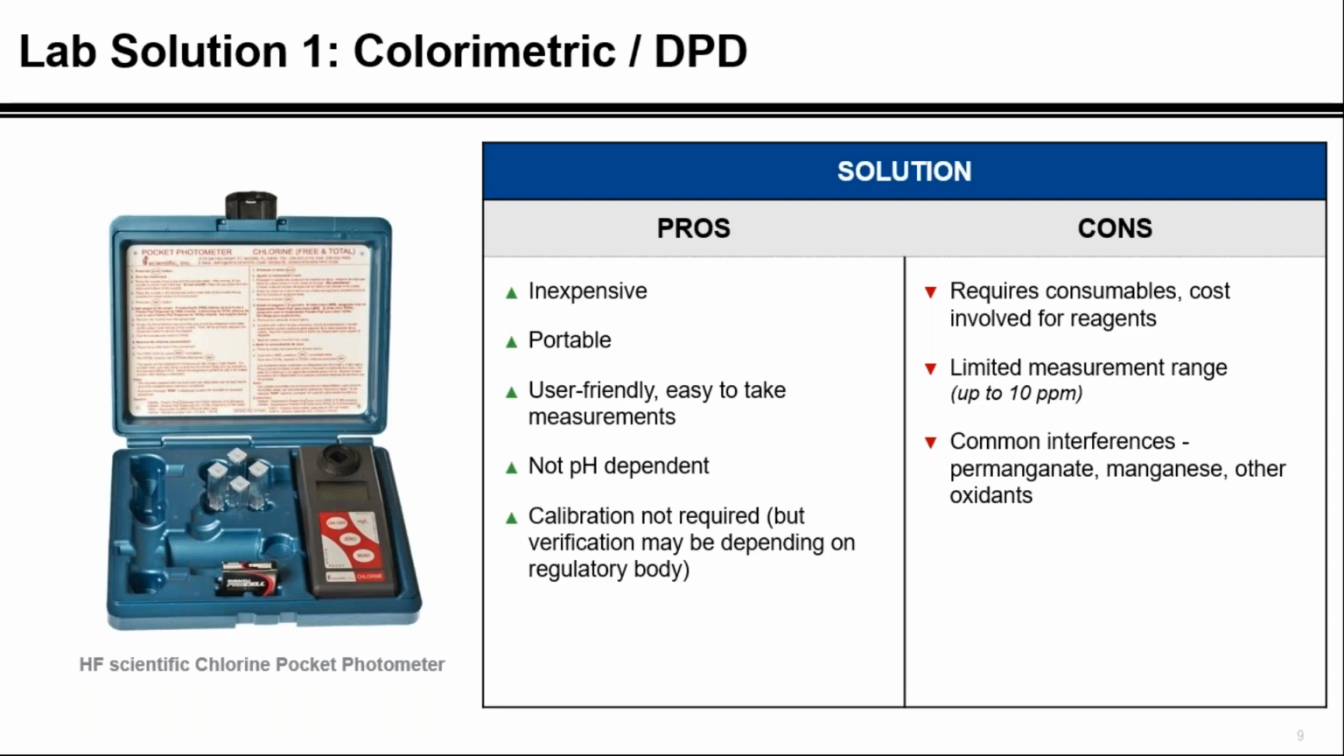DPD is actually used to measure permanganate and bromine and some other oxidants with a multiplication factor. But if you are using permanganate as a primary disinfectant, then you may want to understand if you still have permanganate left before you chlorinate, because it's going to show up in your chlorine test.